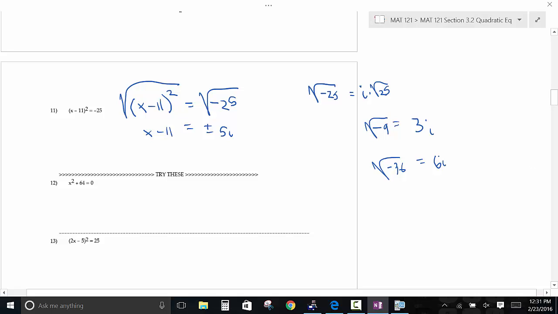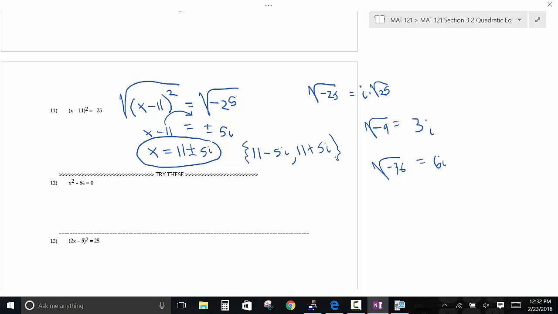So now all you'd have to do to finish up this problem, again, is to move the 11 to the right side. So you would have x equals 11 plus or minus 5i. That's the abbreviated answer to the problem. I think like my math lab, and it's not a bad deal. They just force you to do it that way. It's easier for them to check. But those are the two answers to the problem, okay?